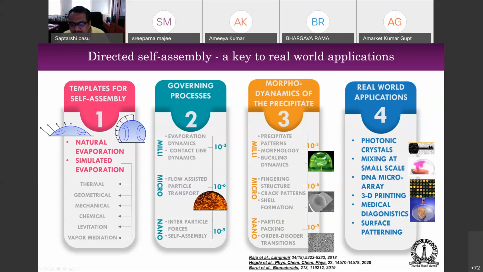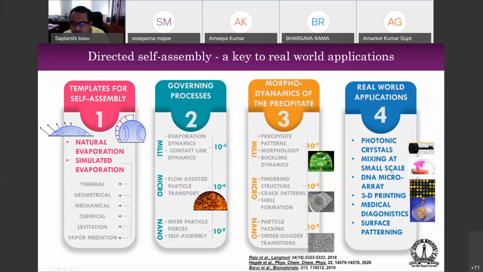Like, for example, in the nanoscale, it can have an order to disorder transition. In the microscale, you can get these buckled shells, which is again a solid mechanics phenomenon. So in this droplet, which is roughly under a millimeter in size, you get a whole gamut of physics that you normally would not associate with this small scale. And what are the real world applications of this? You can develop photonic crystals. You can have mixing at the small scale.